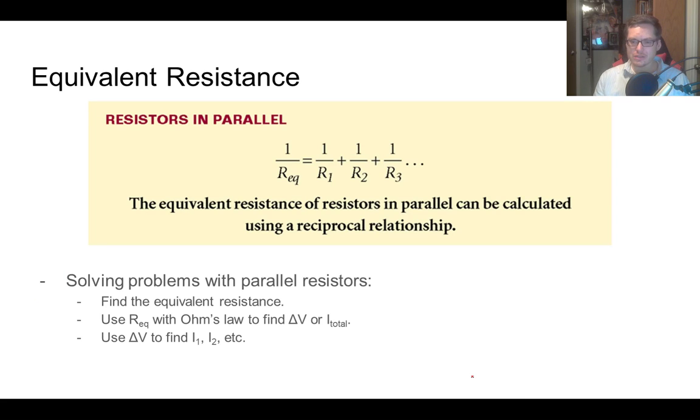And so what does that mean to you? This is our formula to calculate the resistance of a parallel circuit: 1 over the equivalent resistance equals 1 over R1 plus 1 over R2 plus 1 over R3. All right. And again, here are your steps to solving for a parallel circuit. Number 1, always find the equivalent resistance. Number 2, use the Req with Ohm's law to find the delta V or the total current, and then use the potential difference to find each individual current. And obviously you're just going to use Ohm's law to do that.